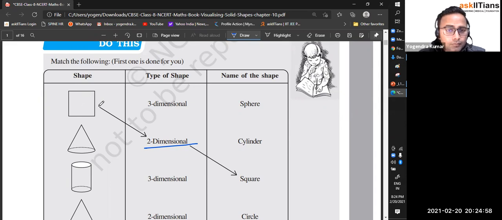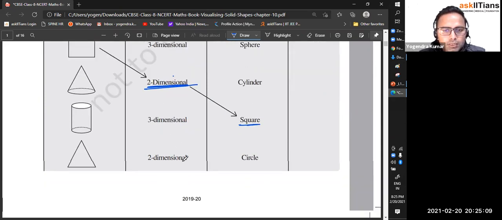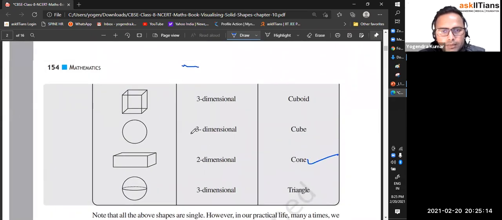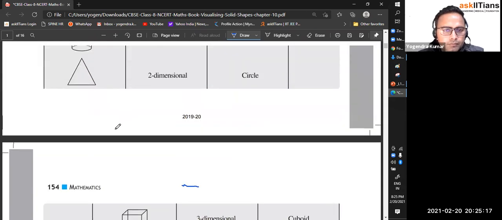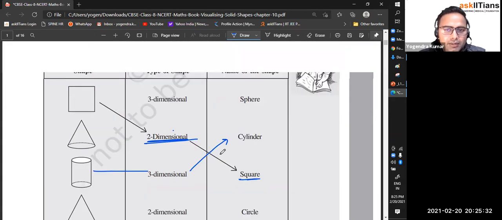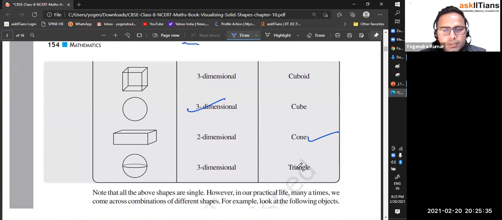So this square is a 2-dimensional shape, and it is a square, right? Now this is a cone, which is a 3 dimensional shape. I think it is mentioned down here. Yes, cone is 3 dimension, right? Cylinder is again 3 dimension, and we can see like this. I hope you got it, right? Now triangle is 2 dimension. Triangle is 2 dimension.